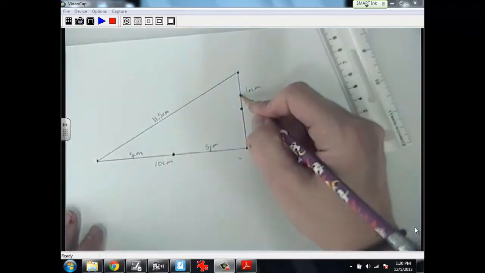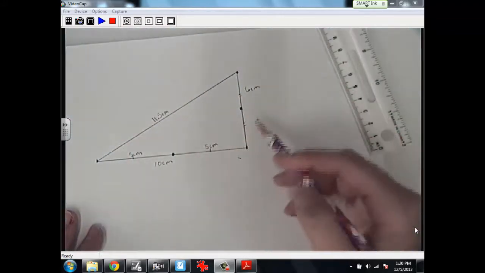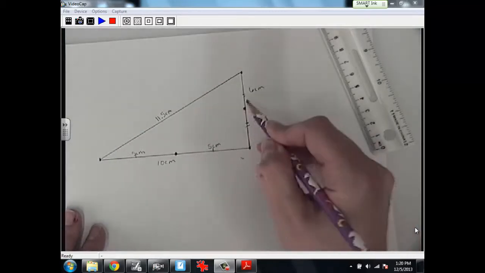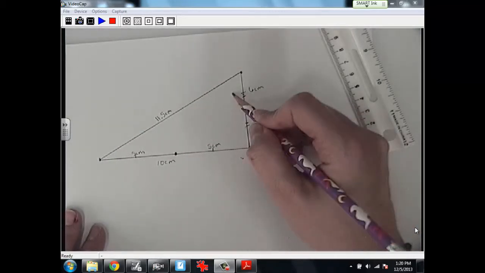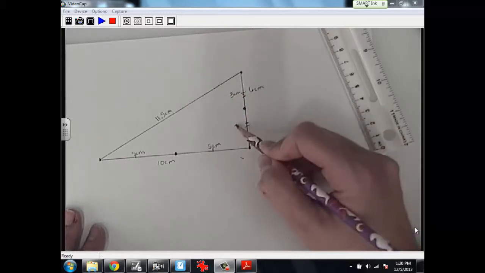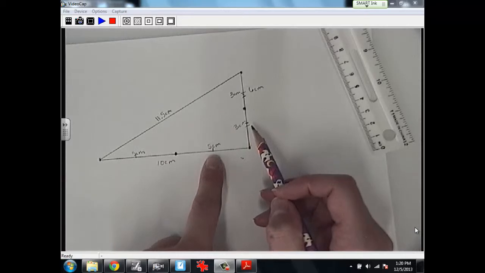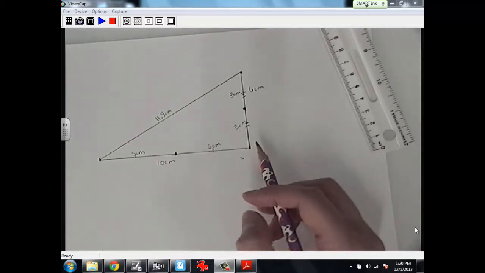So now this part is equal to this part. Notice I'm not putting one mark in there. I'm putting 2 marks in there to show that these are congruent because I have 3 centimeters and 3 centimeters, which those aren't the same as that. It's just 3 and 5 here.